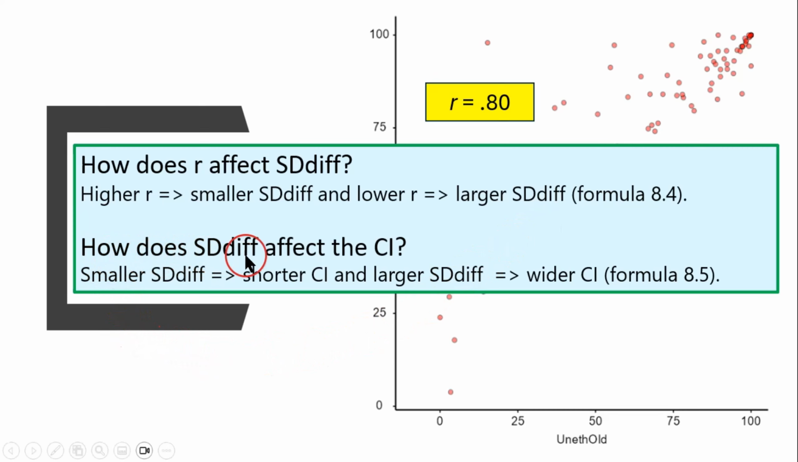And then how does SD difference affect the confidence interval? Well, a smaller SD difference is going to give a shorter confidence interval, and a larger SD difference is going to give us a wider one.